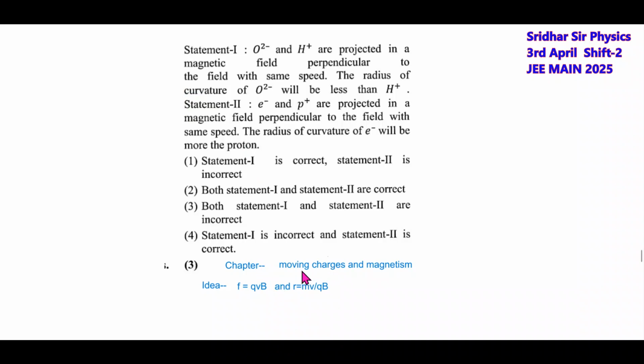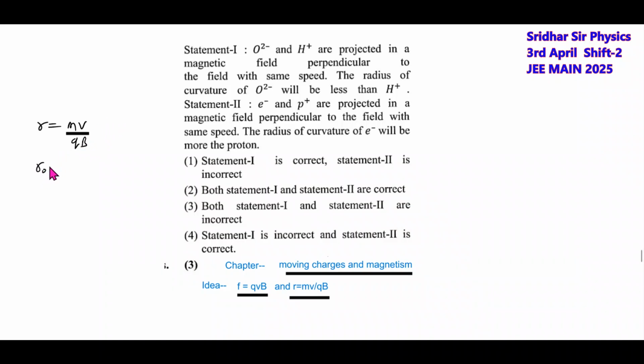Okay, this question belongs to the chapter moving charges and magnetism. The concept involved is a charged particle moving in a magnetic field. It experiences a magnetic force F equal to QVB and is going to move in a circular path of radius R equal to mv by QB. This idea. Now the oxygen, hydrogen. So what is the expression for radius of the charged particle? mv by QB.